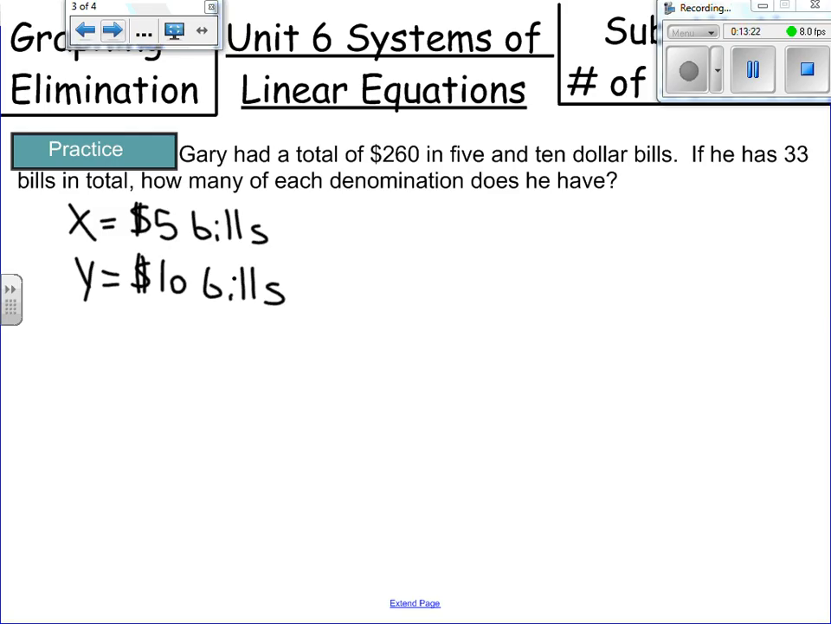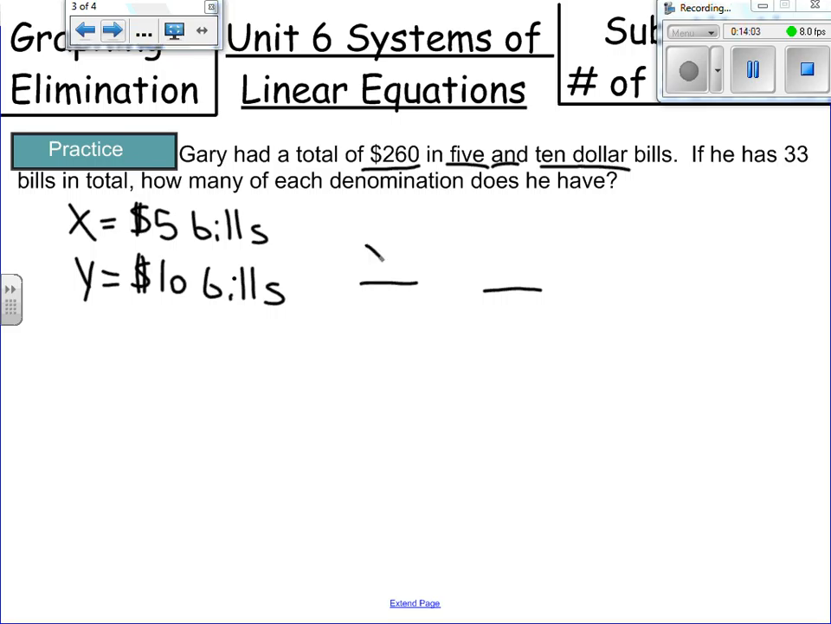Okay, now that we've done that, we have to try to make an equation that makes sense. Gary had $260 total in $5 and $10 bills. What does that "and" mean? Yeah, it means both. It means you added the two totals together, right? So, what should I put to represent $5 bills? What should I put here to represent $10 bills? X and Y. Close.